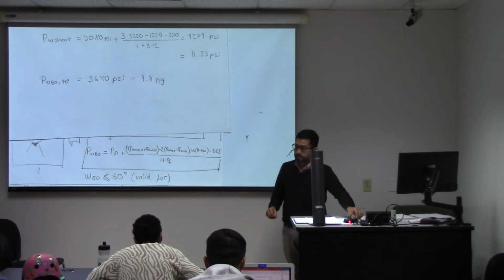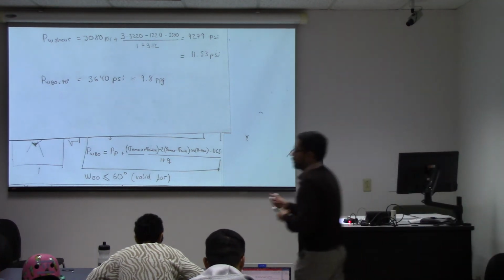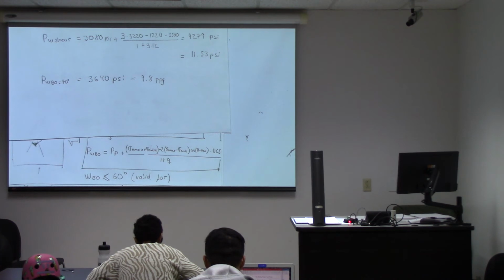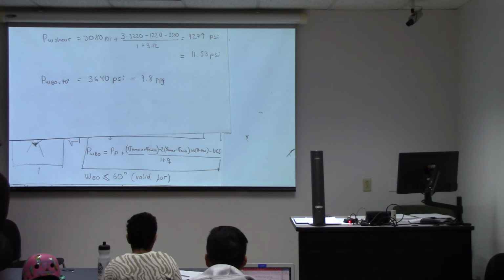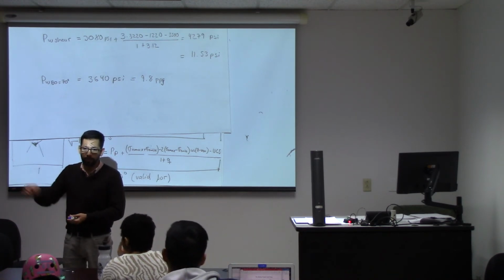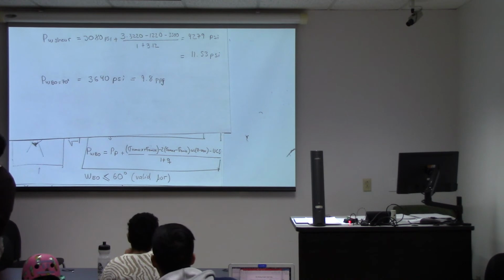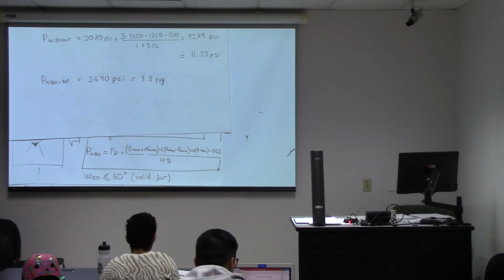All right, so let's see now where that falls. 9.8, now it's somewhere over here. So this is PWBO for a WBO equal to 70 degrees. So now we have a much bigger range in which we can allow the mud pressure to vary. Instead of going just up to this value of PW shear, which was very close to PV, now we can go all the way up to here without having any shear failure.